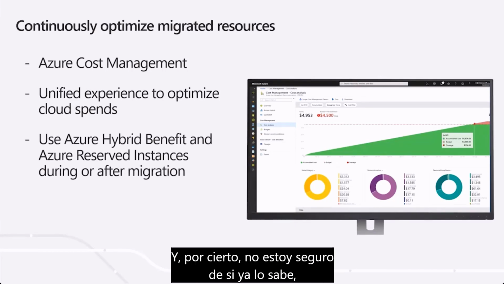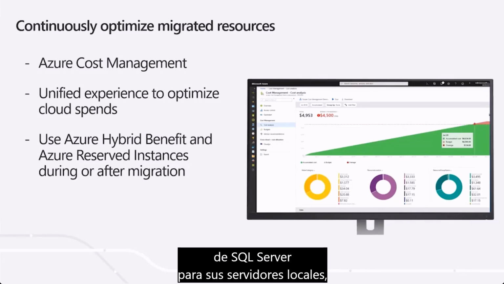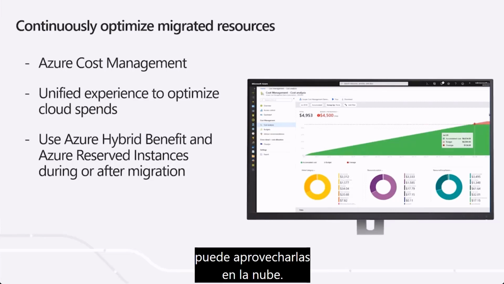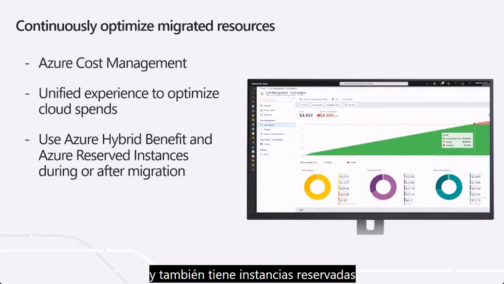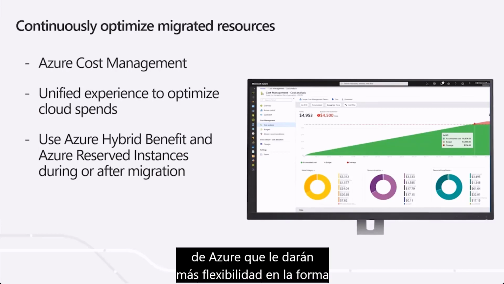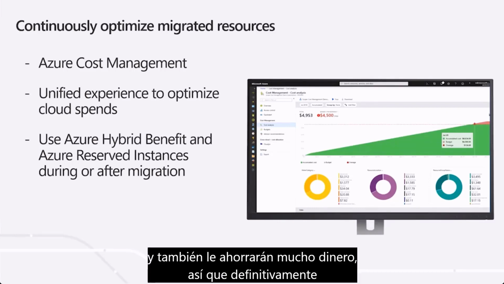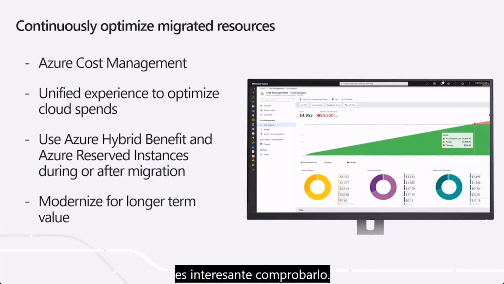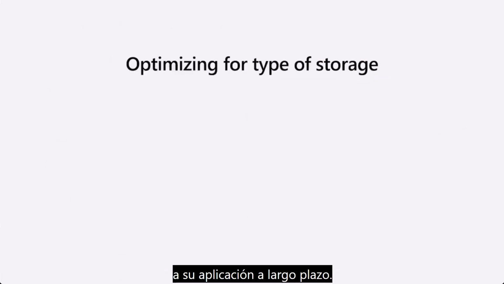And by the way, I'm not sure if you know already, but if you have SQL Server licenses for your on-premise servers, you can actually leverage those in the cloud. This is what we call the Azure Hybrid Benefit. And you also have Azure Reserved Instances, which are going to give you more flexibility on how you utilize your resources, and also which are going to save you quite a lot of money. So definitely interesting to check. This is going, of course, to bring more value to your application in the long term.